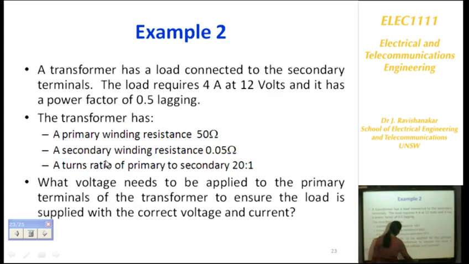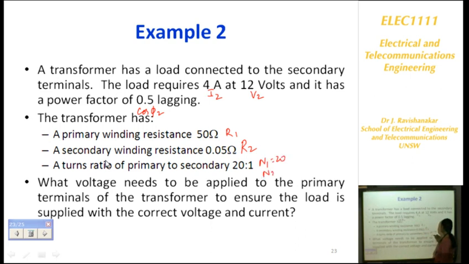Next question here. The transformer here has a load connected to the secondary. So what are the data given here? I2 is given, V2 is given, and cos phi 2, the power factor on the secondary side, is given. The transformer R1, R2, the secondary voltage and the turns ratio are given. So N1 equals 20, N2 equals 1. And we need to find out the voltage applied on the primary side, V1.